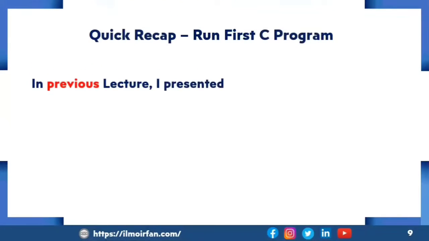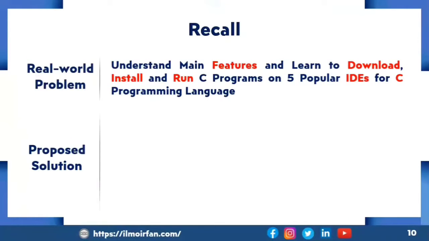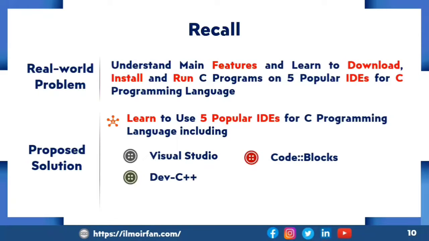In previous lecture, I presented a step-by-step process to run your first C program using CodeLight. Recall that the real-world problem of this course is to understand main features and learn to download, install, and run C programs on 5 popular IDEs for C programming language. And the proposed solution is to learn to use 5 popular IDEs for C programming language, including Visual Studio, CodeBlocks, DevC++, CodeLight, and CLion.